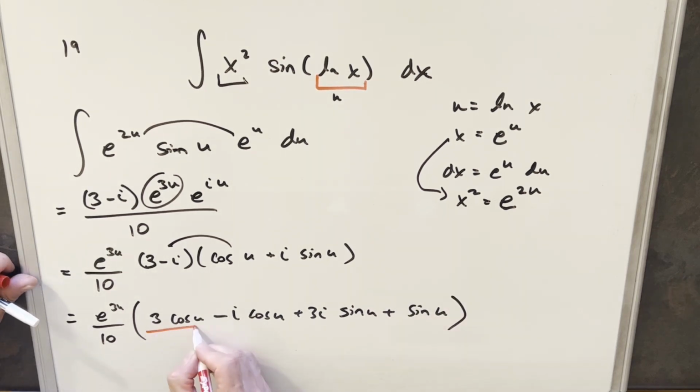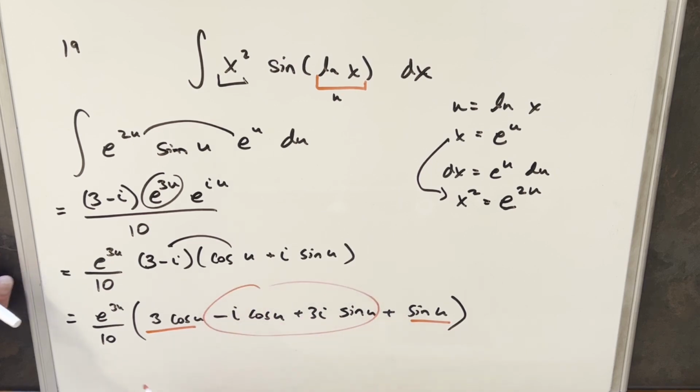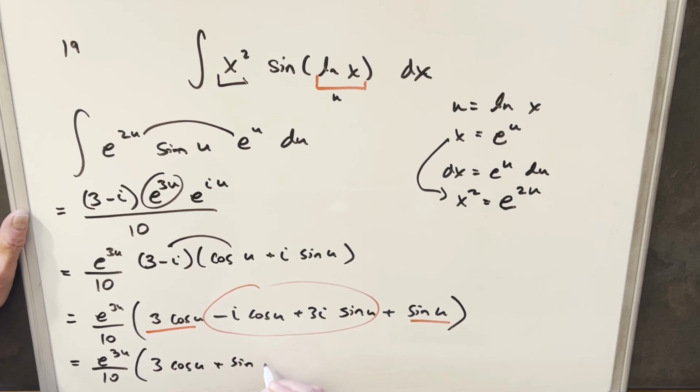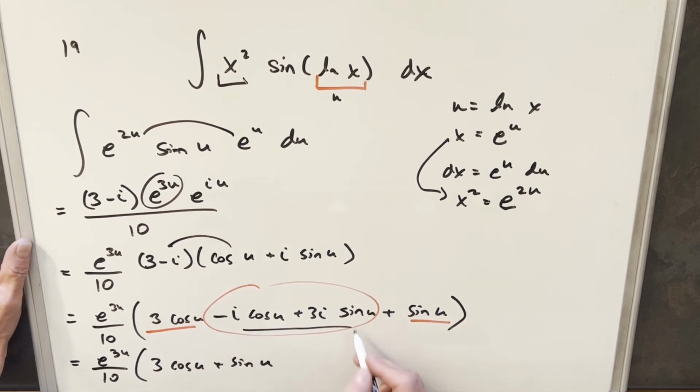And now I just want to reorder this so we have the real stuff together. This stuff here is real, and the stuff in the middle is going to be imaginary. So when I rewrite it, we'll still have our e^(3u) out front. Then we'll have 3 cos u plus sine u. And from this, I'll factor the i out front, and inside the parentheses we're going to have 3 sine u minus cosine u.